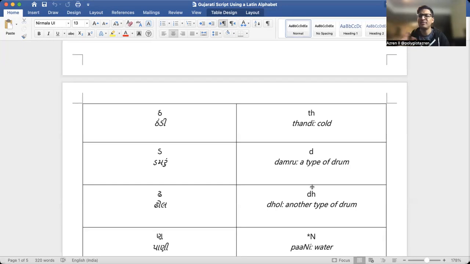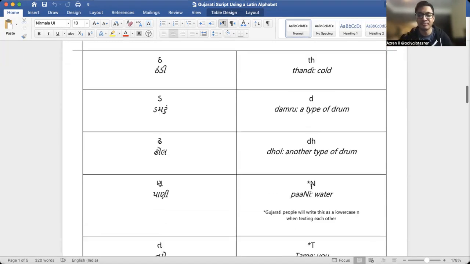Again, when you're texting Gujarati people, it's not going to make a difference if it's lowercase, uppercase. It's not going to matter. But for our purposes, because Gujarati has so many letters that in English we would write with a T or a D, we have to differentiate between them. So we have unique letters to represent the English letters, ABC letters, Latin letters, to then represent the Gujarati script. Does that make sense? I hope so.